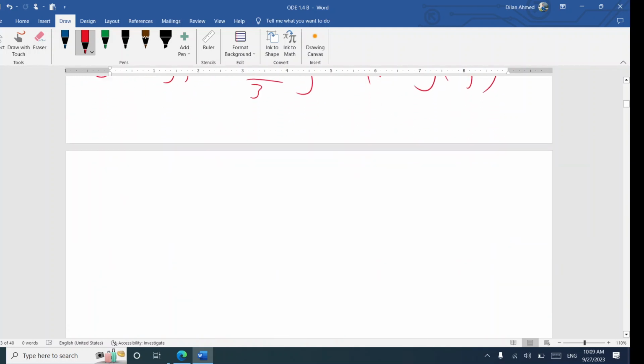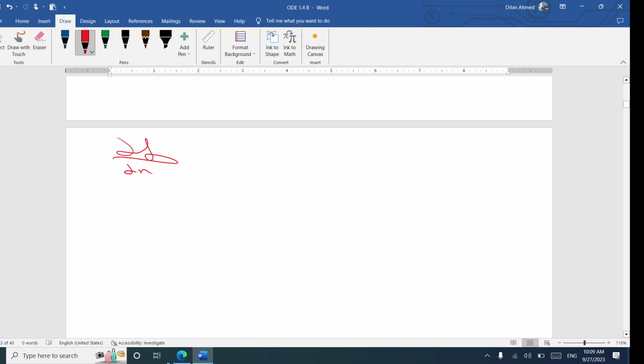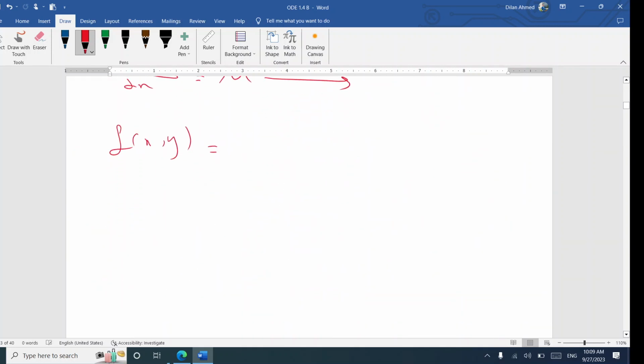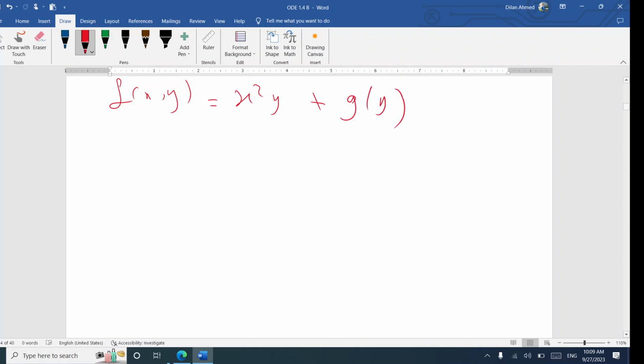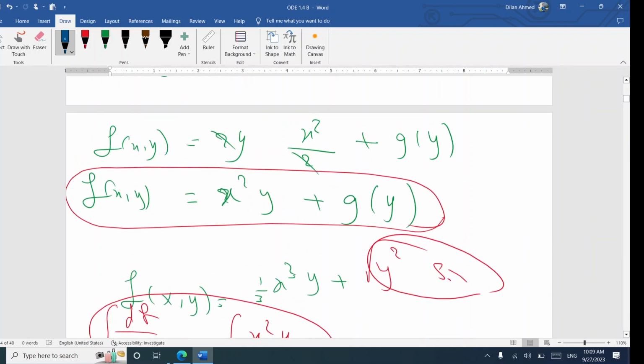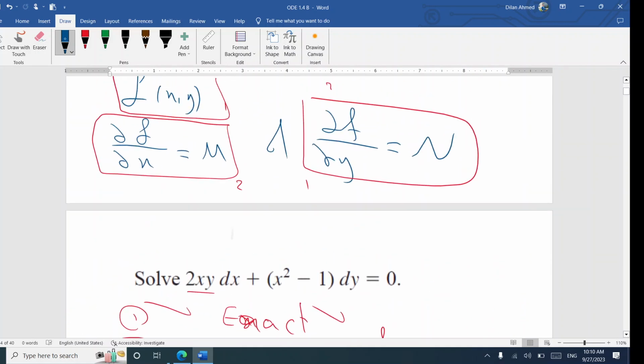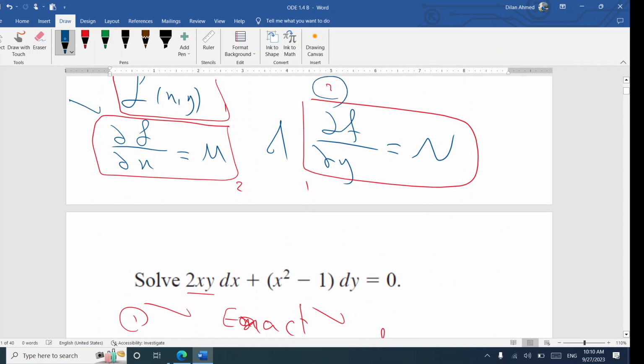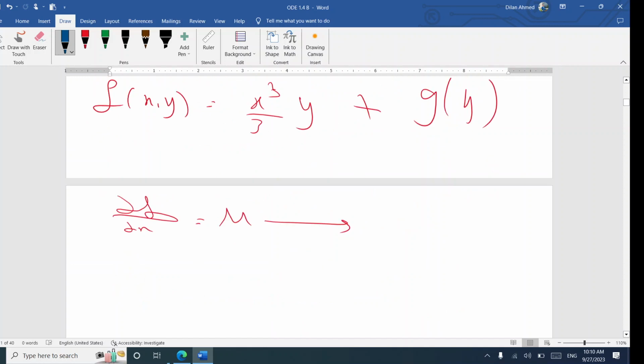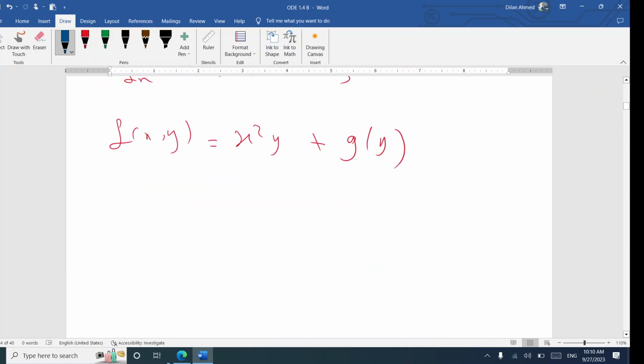Good. Now, after we start with partial f by partial x, which is equal to M, then we go to f of x, y equal to, let me check it, x squared y plus g(y). Do you agree with me, till now? Good. Now, if you remember, I said we have two things. Maybe we start with that one, we will use the other one. So I'm going to use the other one to get f. What's g(y)? I don't want g(y). I want f of x, y, that's all.